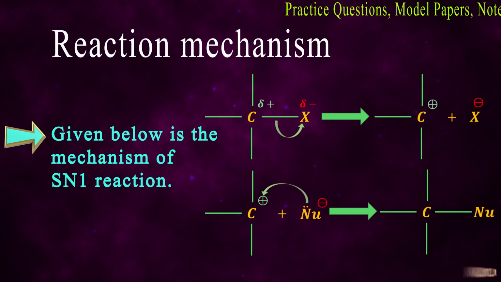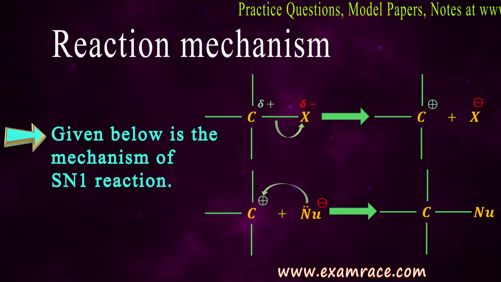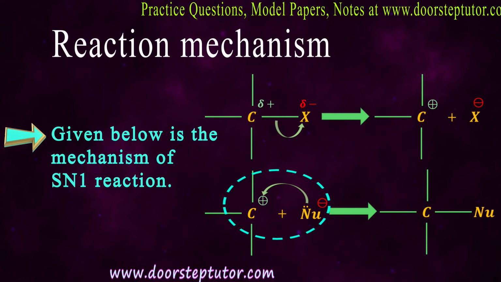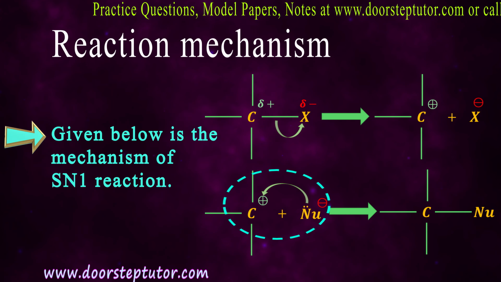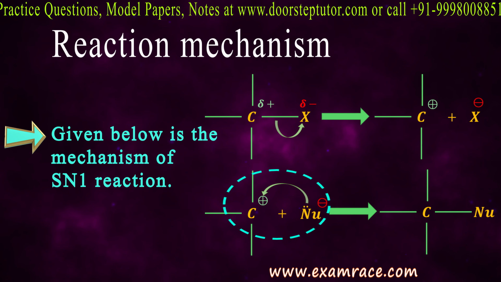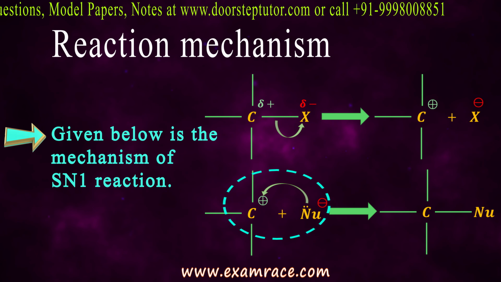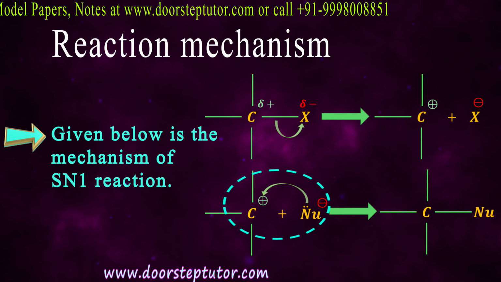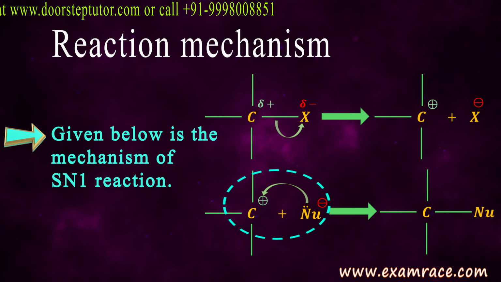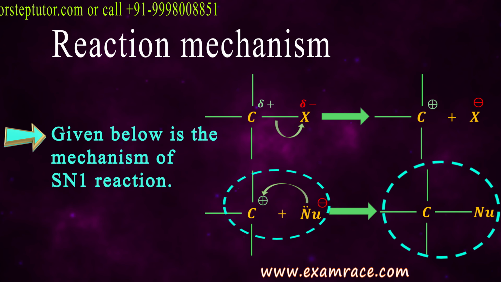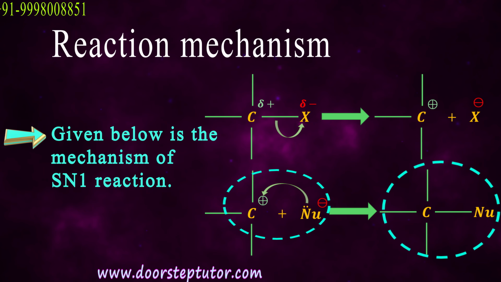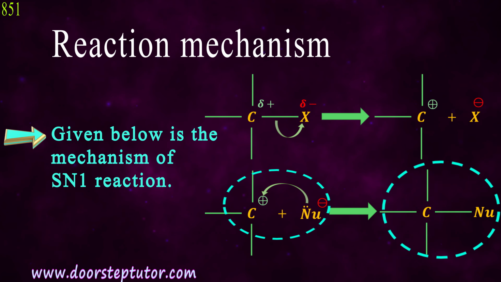Then in the next step another kind of nucleophile will react with this electrophile. This carbon with a positive charge is an electrophile, electron loving. So this nucleophile will give its electrons to this carbon, and then we get this intermediate. So this is the mechanism of an SN1 reaction.